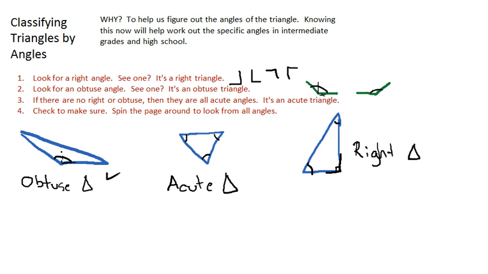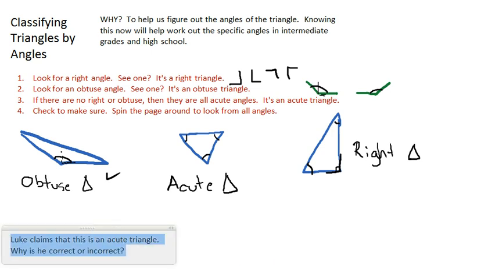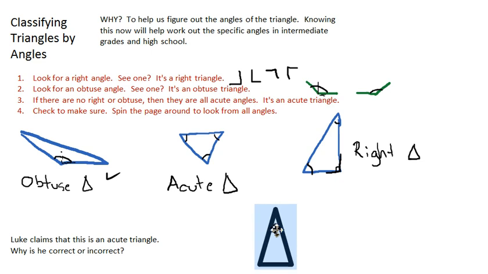So we have taken those 4 steps to do those pretty well. Let's try this last question right here. Luke claims that this is an acute triangle. Why is he correct or incorrect? Well, let's take the steps. I'm looking for a right angle. Nope, so it's not a right triangle. I'm looking for an obtuse angle, and I don't see one here or here or here. This is an acute angle, an acute angle, an acute angle. They are all acute in this triangle.